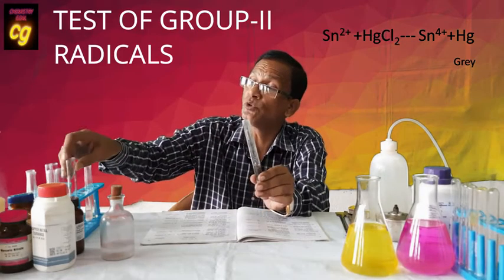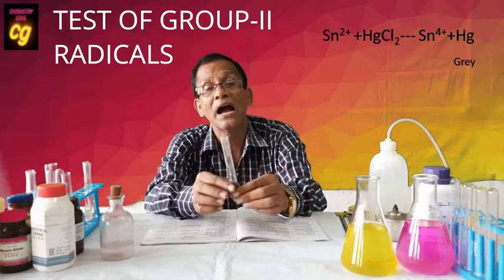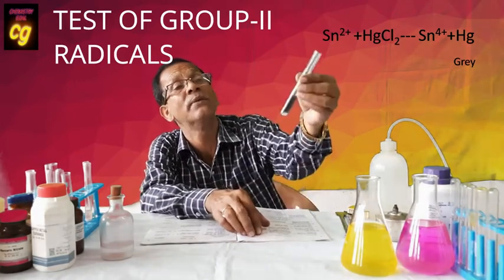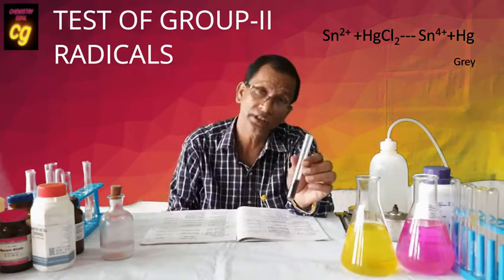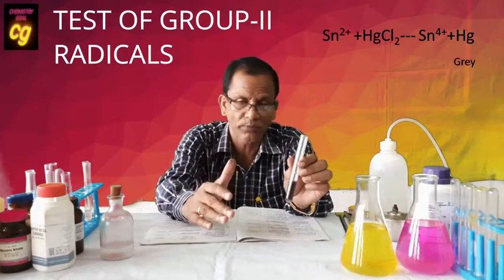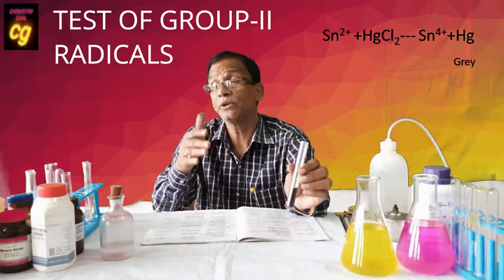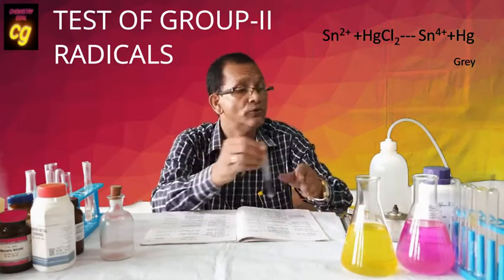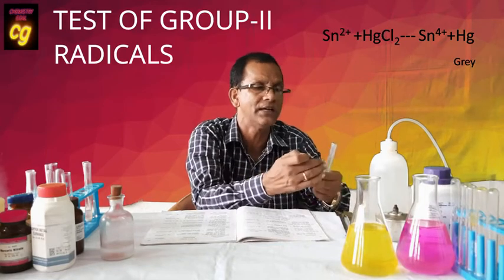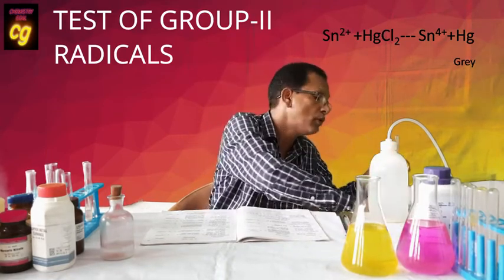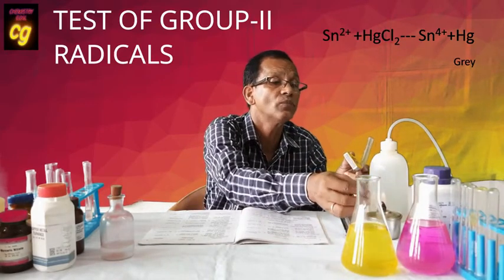You see, immediately a gray mass is produced, and at the bottom the white mass is remaining due to formation of Hg2Cl2, due to conversion of mercuric salt to mercurous salt. But if you add excess, or you can warm it, if you warm slightly, then the whole mass will be converted to gray due to deposition of mercury.